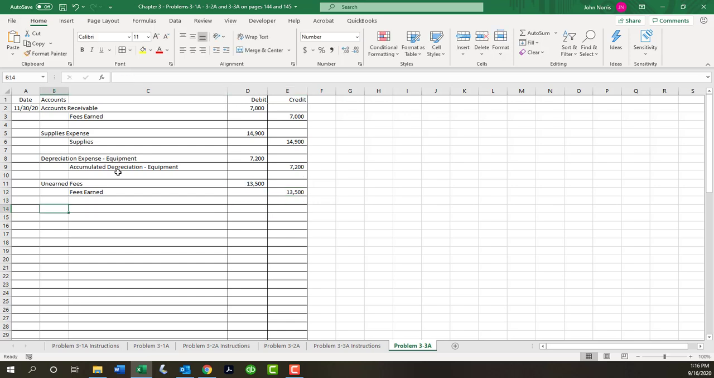And then lastly, unpaid wages. Wages expense is the income statement, and wages payable of $4,800. And those are the 3 problems.